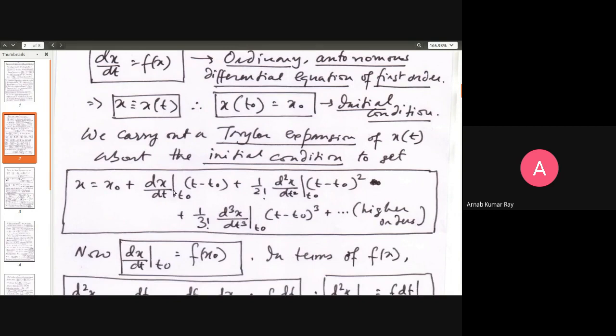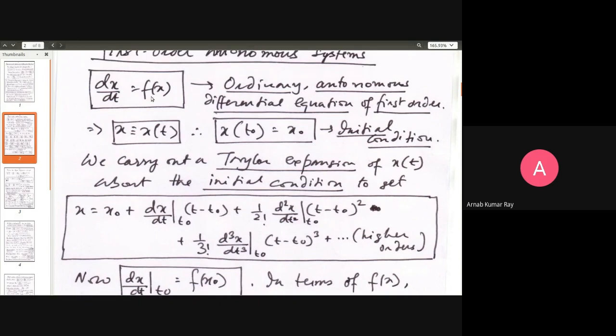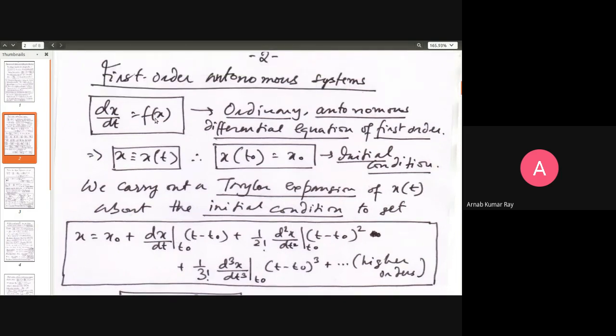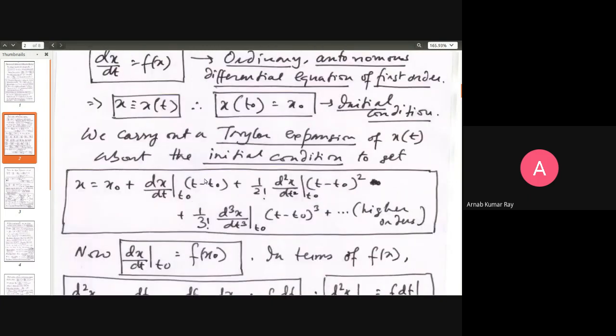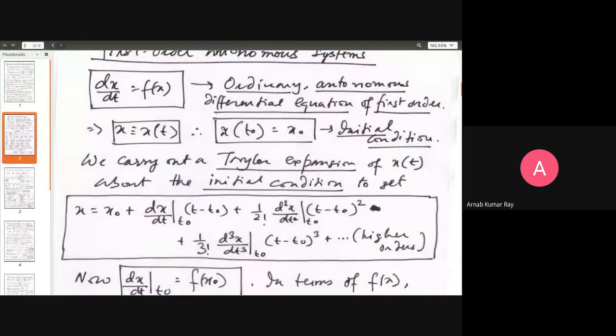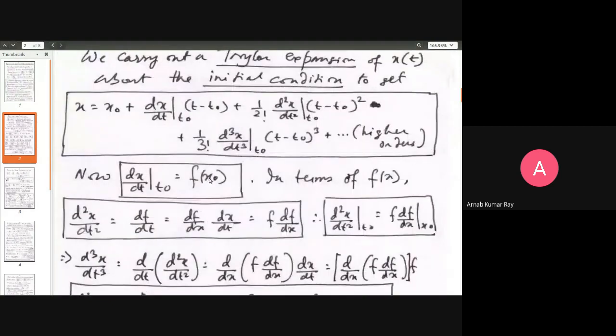So you would rather convert, but this thing is given to you. f(x) is given to you. Then you would rather convert all of this to f(x). Let us see how. You have been given dx/dt is equal to f(x). So dx/dt at t is equal to t naught is f(x naught). At t is equal to t naught, x is equal to x naught. That is the initial condition.